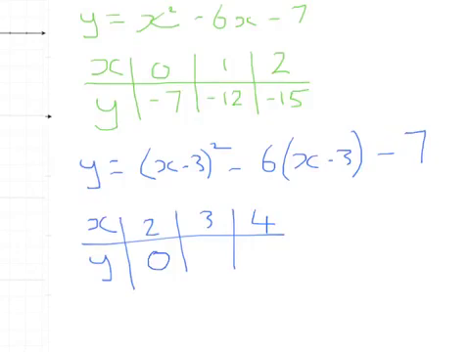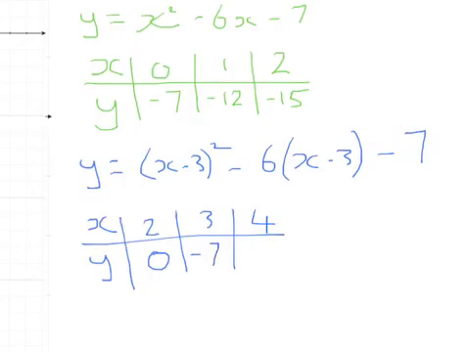Okay, what happens for 3? And hopefully you're spotting why I'm doing this already. What happens for 3? I'll plug 3 into my value here for x. 3 minus 3 becomes 0. Wonderful, 0 squared. 3 minus 3 becomes 0, so this whole thing's 0. My answer is just going to be this, minus 7.